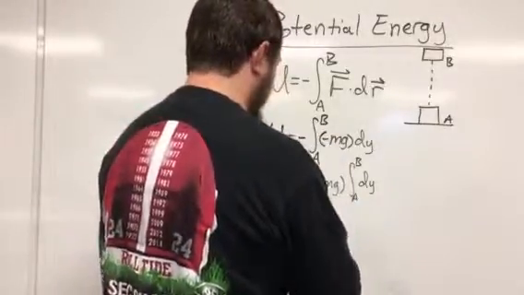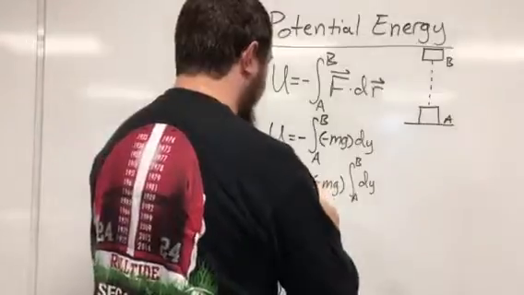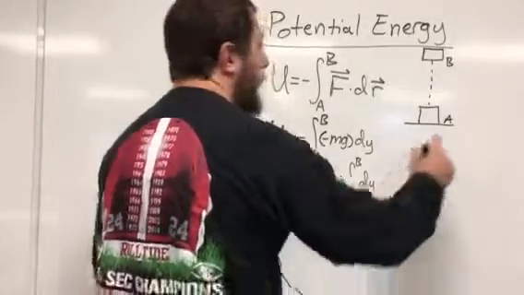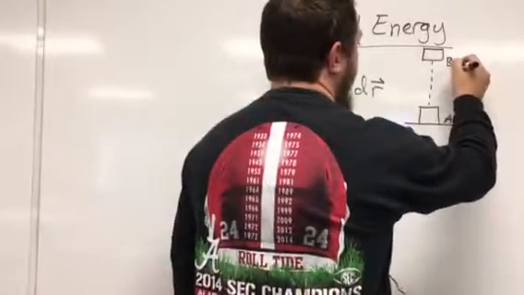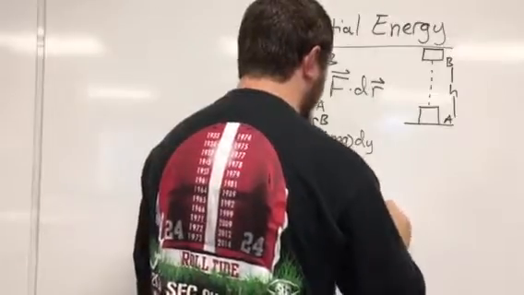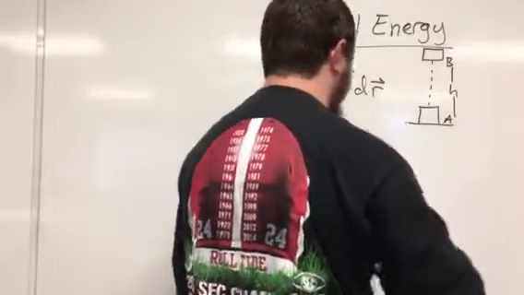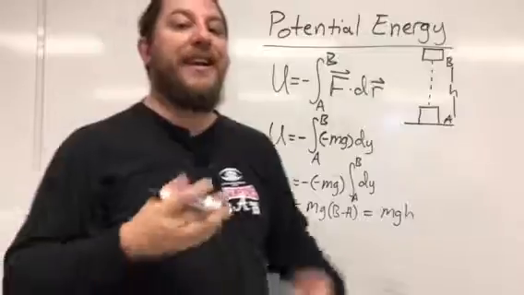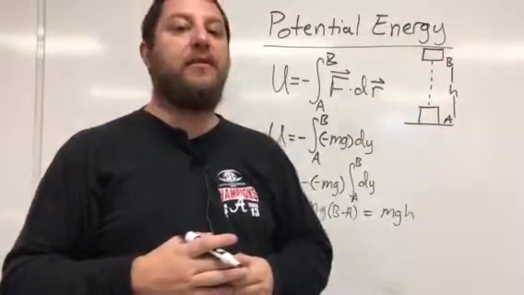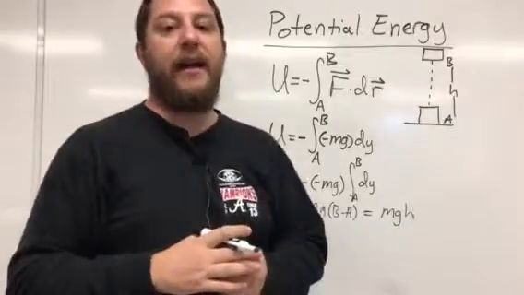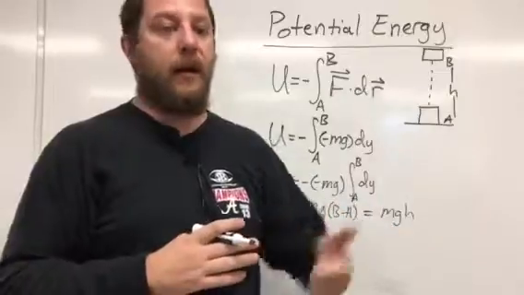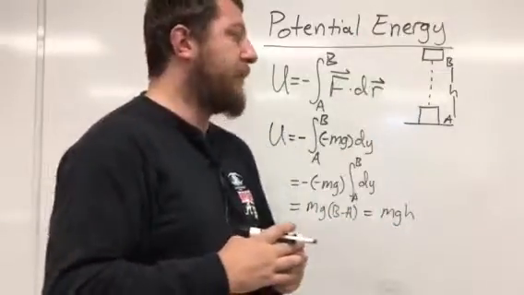So this becomes mg times (b minus a), but we said that b minus a is nothing but h, the height that we've lifted it, so this becomes mgh. So the potential energy gained by an object being raised a distance h above the Earth's surface is defined as mgh, and that is again in a coordinate system where up is positive and downward is negative.